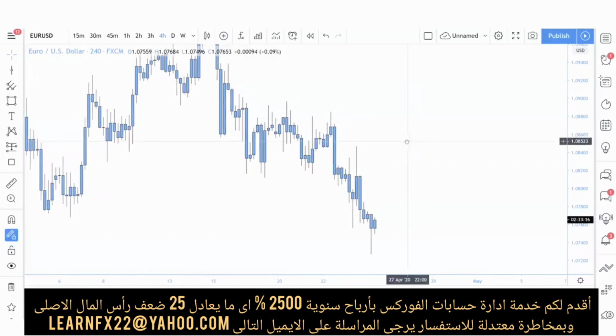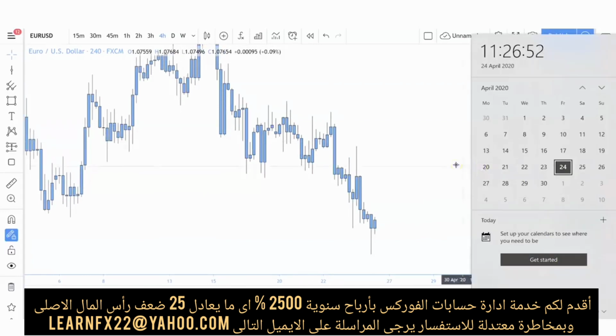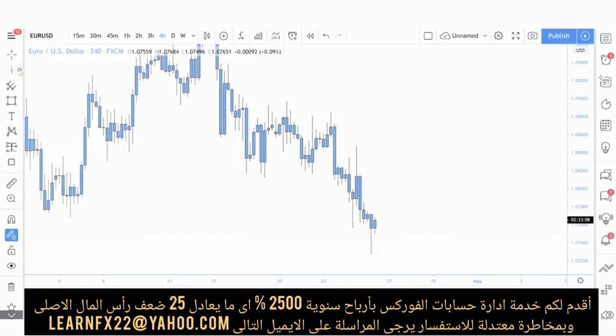So the first thing that I'm going to do is go to my calendar and identify when the week starts, which is the 20th of April. So that's a Monday. And I'm just going to bring over my tool here, the vertical line, and go back to the 20th. If you can see down the bottom, it says the 20th of April, and I'm just going to mark off the last day of the 19th, 4H candle, and then this is the data that I'm working with to the right.